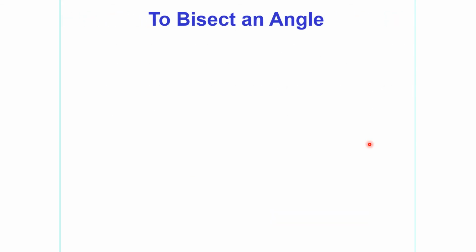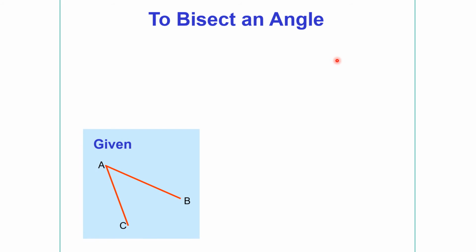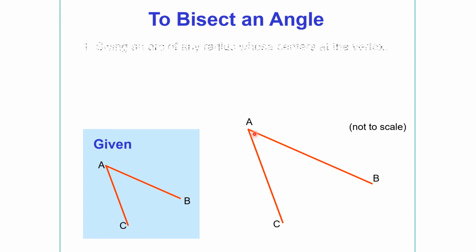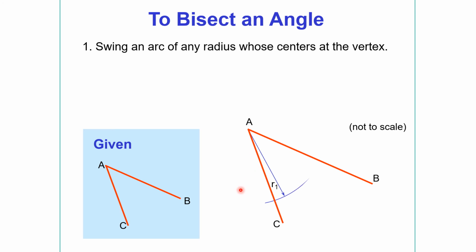Now, bisect an angle. How? We can divide this angle into two parts. Just roughly, not to scale. Here, place the compass at this point with any radius. Draw a line. You will get a two-point intersection.